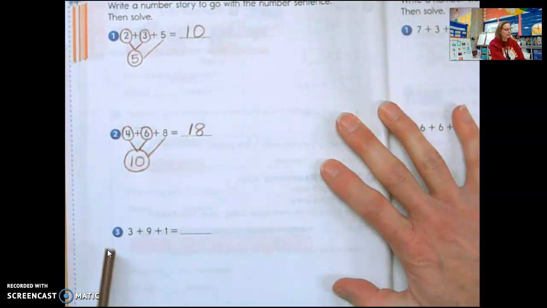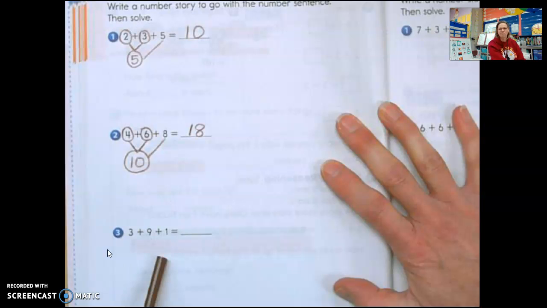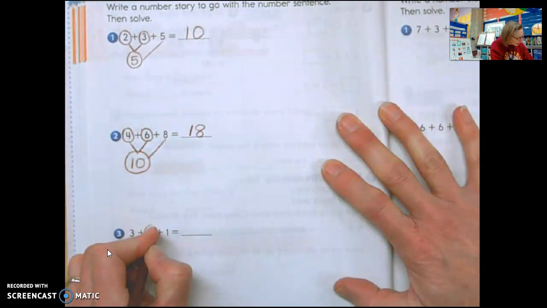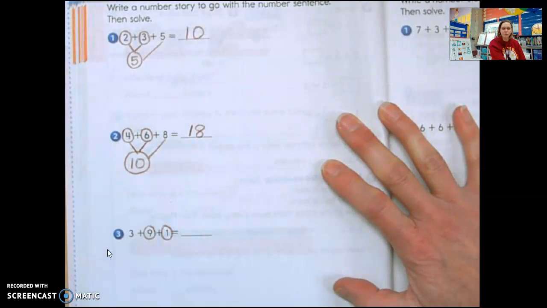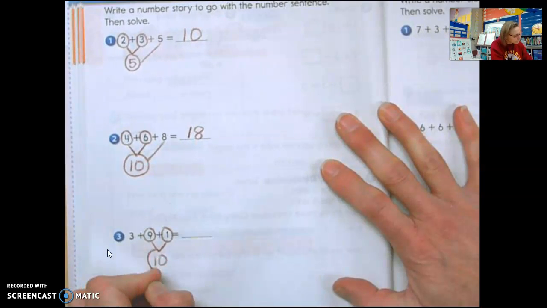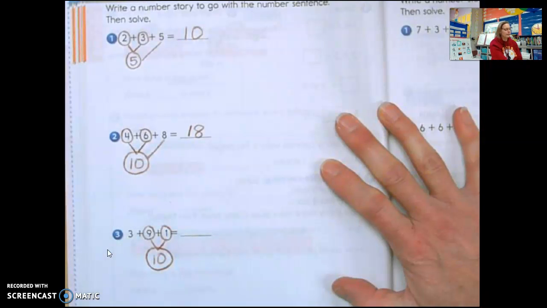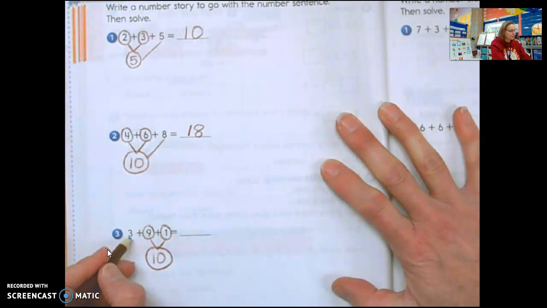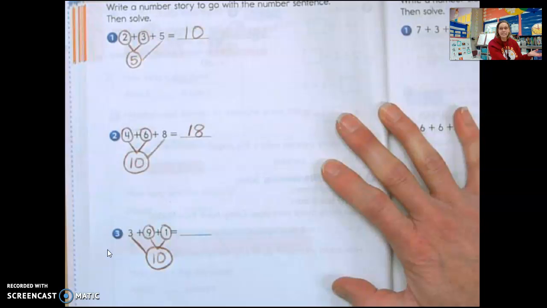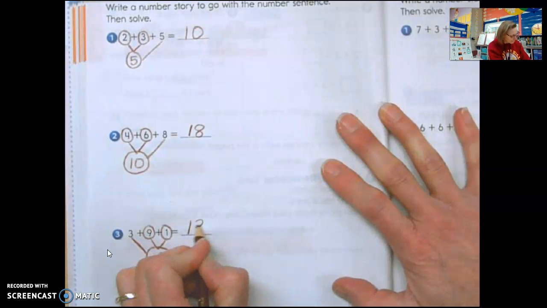Okay, let's look at number 3. Do you see any doubles down there? I don't. Do you see 2 numbers that make a 10? I do too. Let's circle the 9 and the 1. We're going to do those 2 numbers first. Let's put those together and make it a 10. All right. Now we just have to add the 3 over here. We haven't added that one yet. So now we just go 10 and 3 more. We know it's a teen. 13. You are correct.